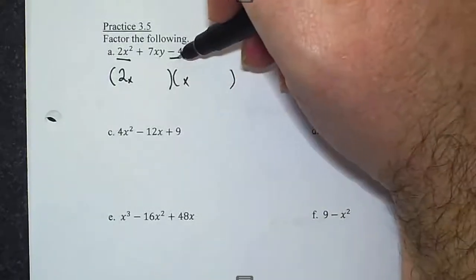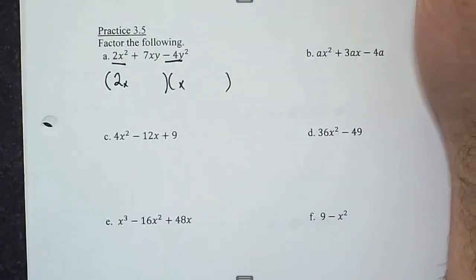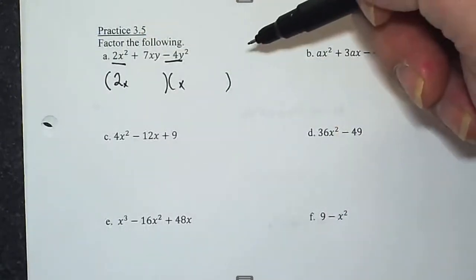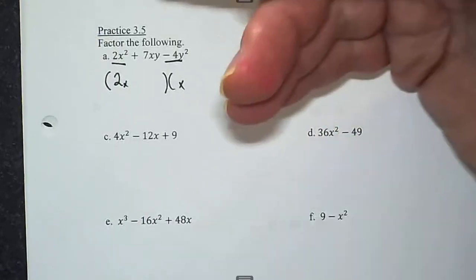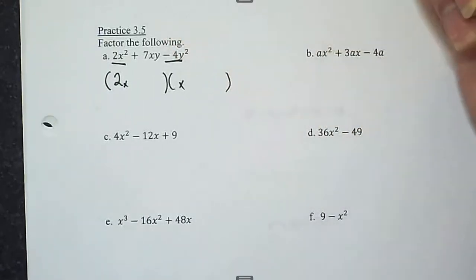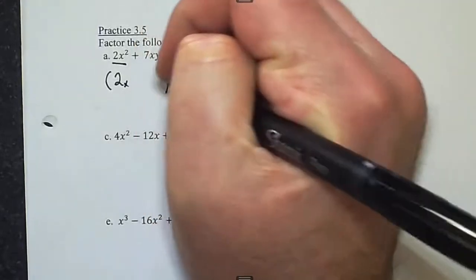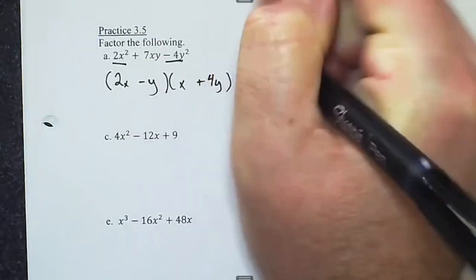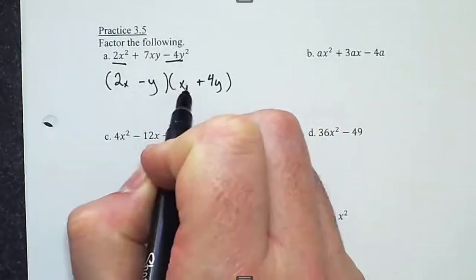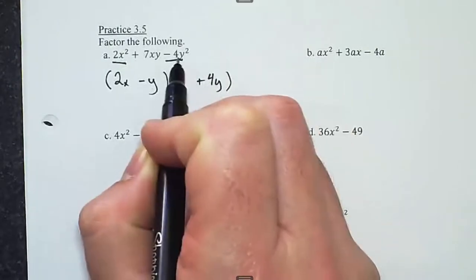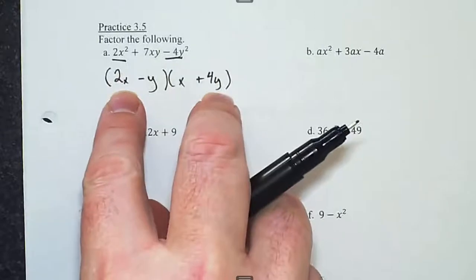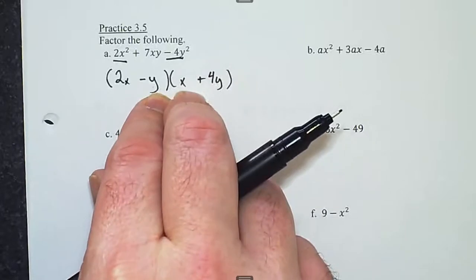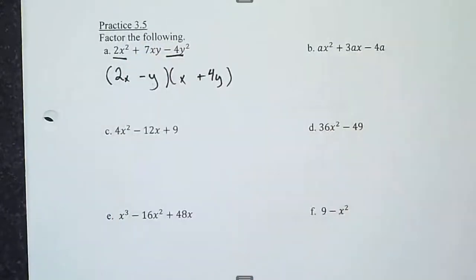What's at the back of the parentheses has to multiply to a negative 4y squared. So it's either going to be a minus 2y and a plus 2y, or it'll be a minus 4y plus y, or something like that. I'm going to do minus y plus 4y. So I already know that the first 2x and x makes 2x squared, and the last negative y and 4y makes negative 4y squared. What I need to check is the outside product and inside. Well, that's 8xy. That's a negative xy. That's 7xy. So we're good.